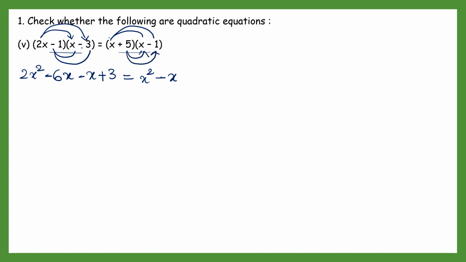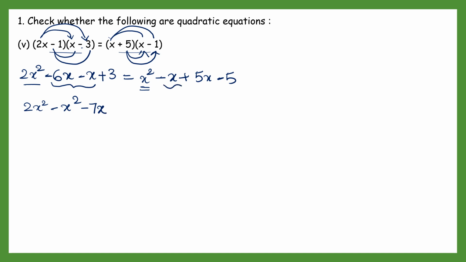Multiply. Plus into plus, plus 5 into x is 5x. Plus into minus is minus 5 into 1 is 5. Now let's get all terms to one side. Here you have 2x square as it is. This x square on the right side, if it comes to the left side, will become minus x square. Minus 6x minus x will become minus 7x.